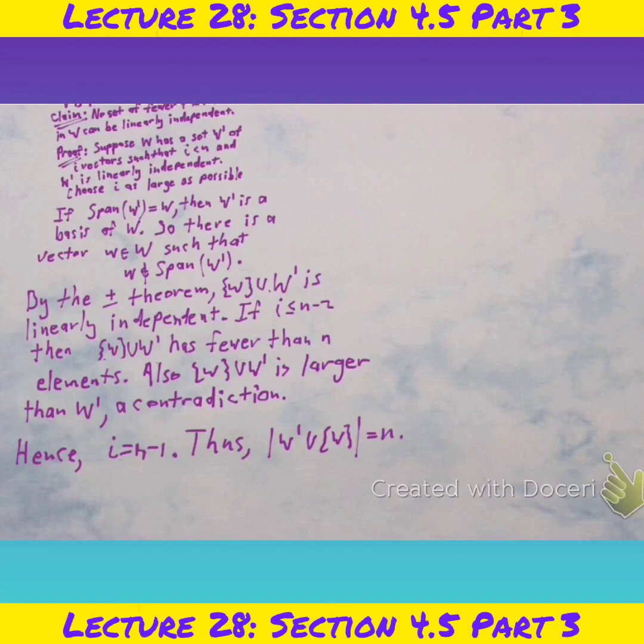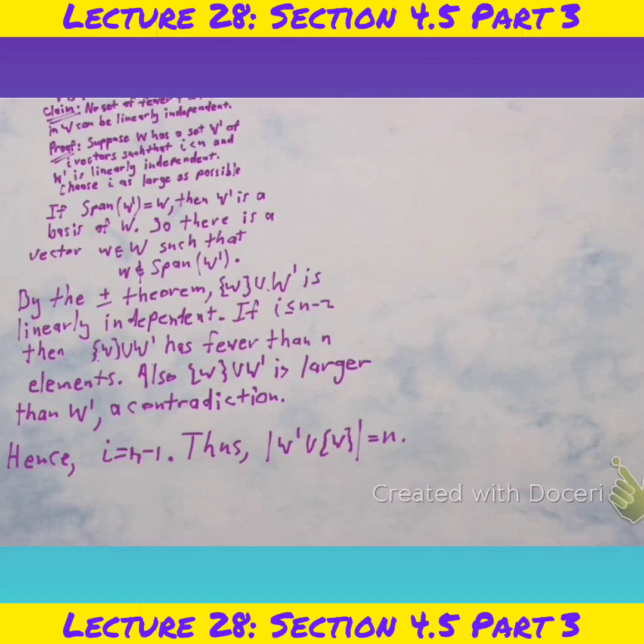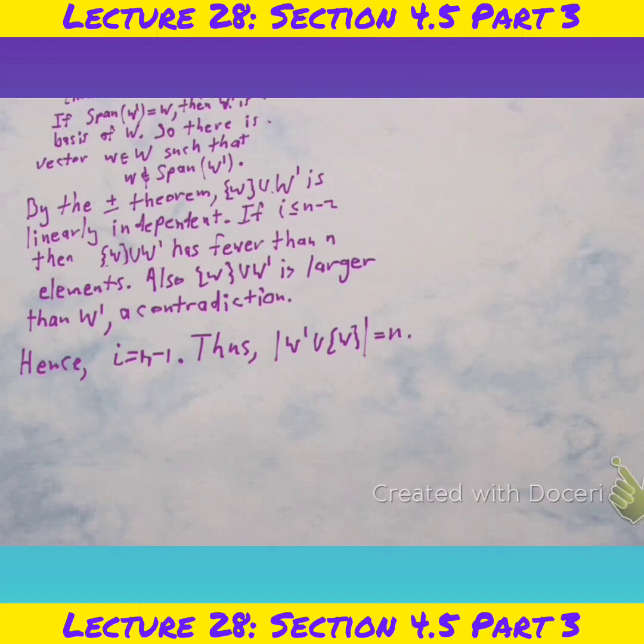Okay, so we may assume that i is not less than or equal to n minus 2. It is equal to n minus 1. So therefore, this set here is going to have n vectors in it, and it's going to be a linearly independent set. Okay, so what does that mean?